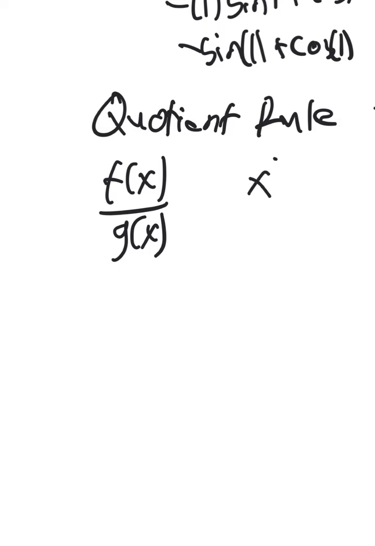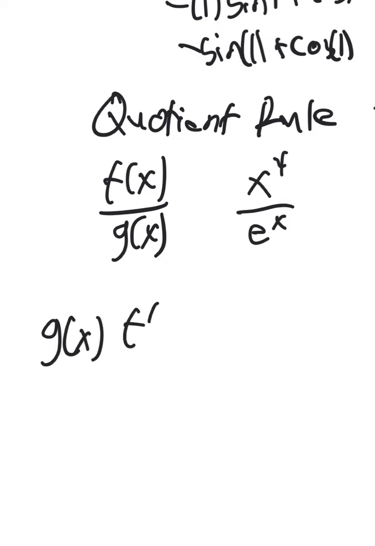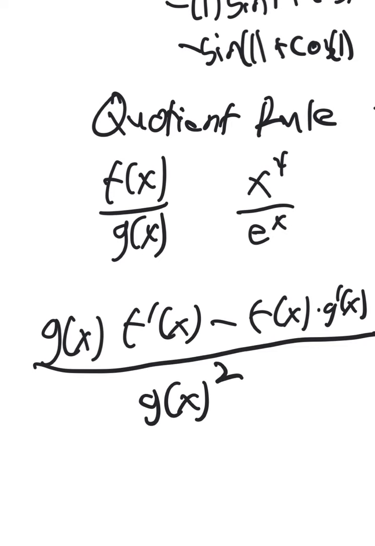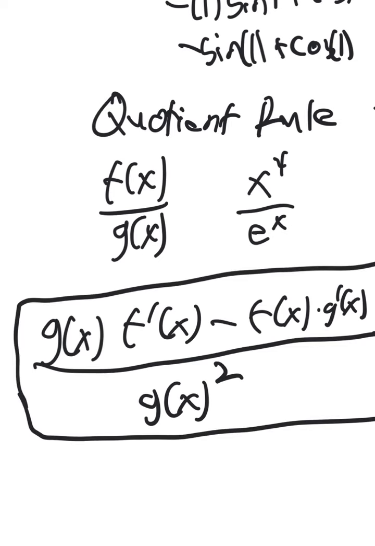Let's say our function is x to the fourth over e to the x. So it'll be low d high, so g of x times f prime of x, minus high d low, f of x times g prime of x, all over low low, so g of x times g of x, which is g of x squared. So this is the general formula for the quotient rule.